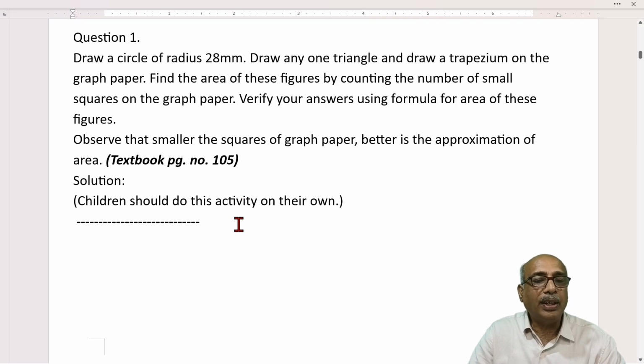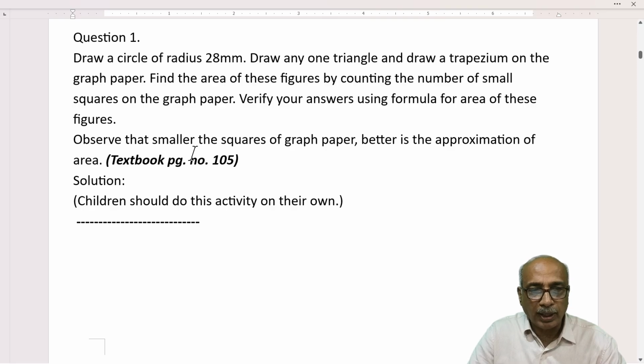Now one activity is given on page number 105. Draw a circle of radius 28 millimeter, that is 2.8 centimeter. Draw any one triangle and draw a trapezium on the graph paper. Find the area of these figures by counting the number of small squares on the graph paper. Where will you draw? On the graph paper. Verify your answers using the formula for area of these figures.